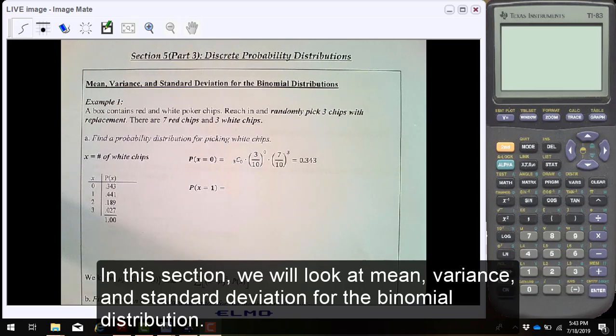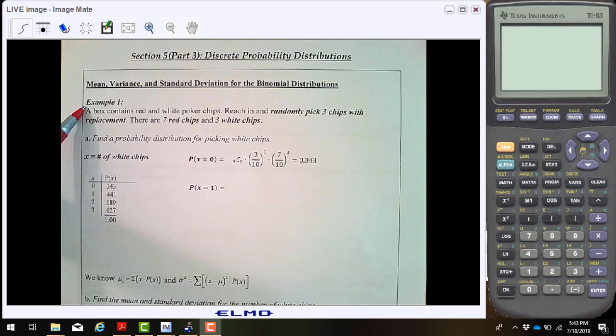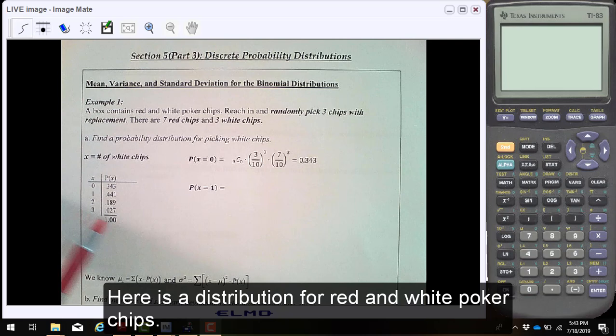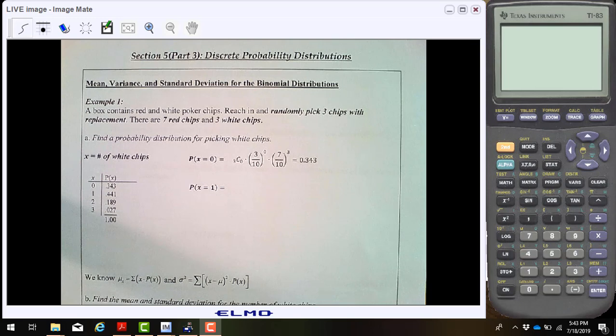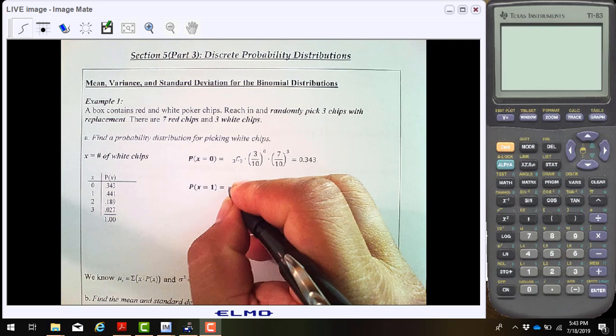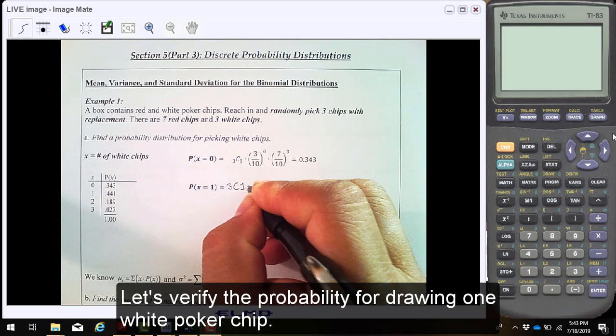In this section, we will look at mean, variance, and standard deviation for the binomial distribution. Here is a distribution for red and white poker chips. Let's verify the probability for drawing one white poker chip.